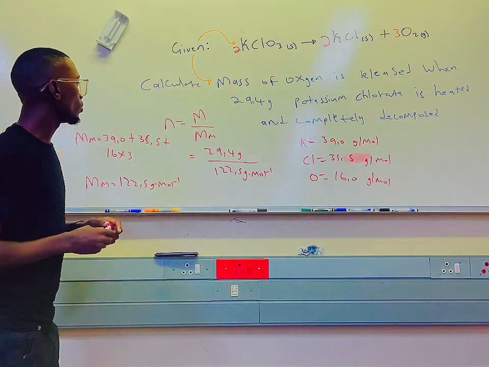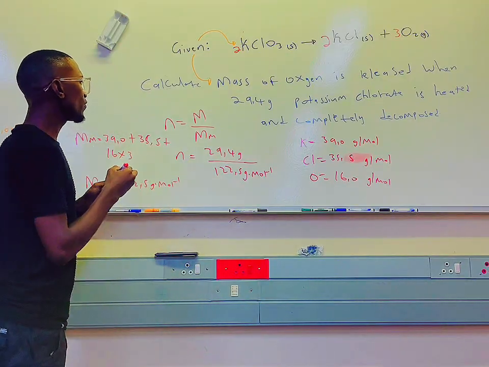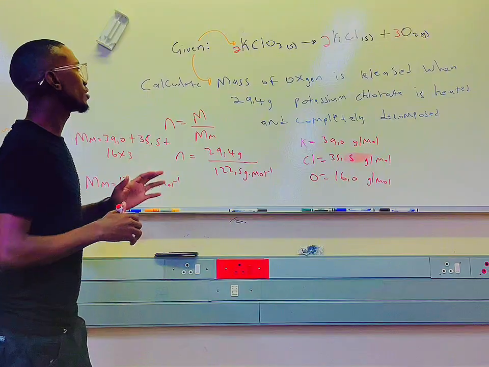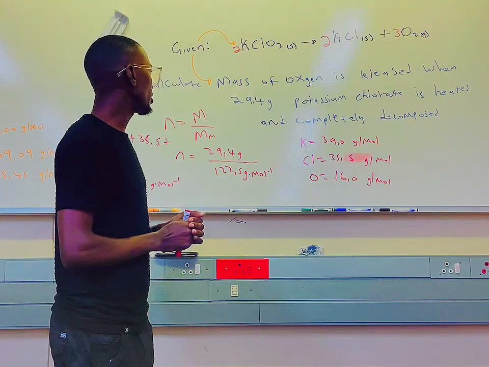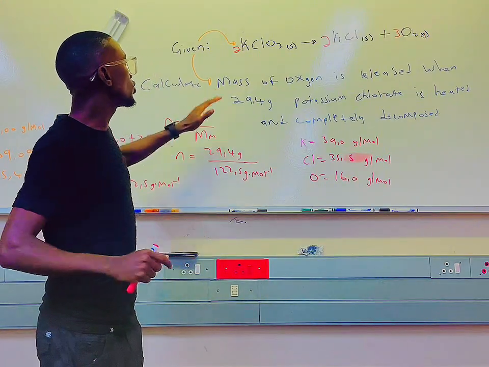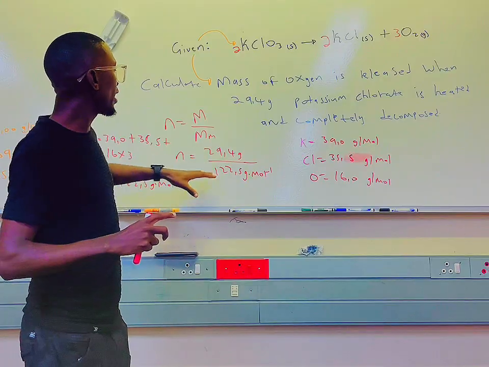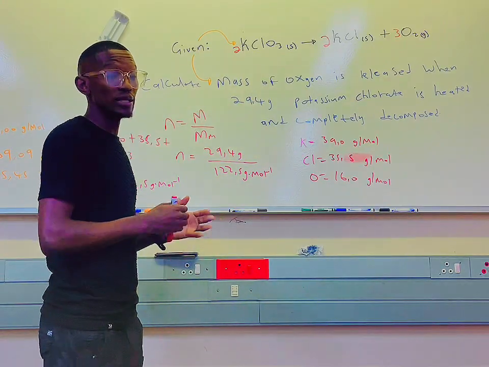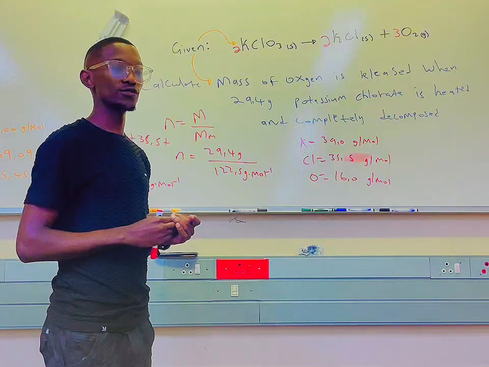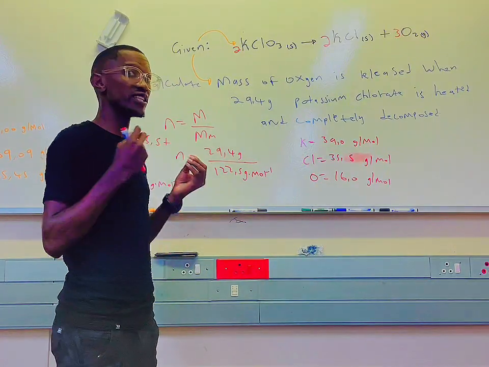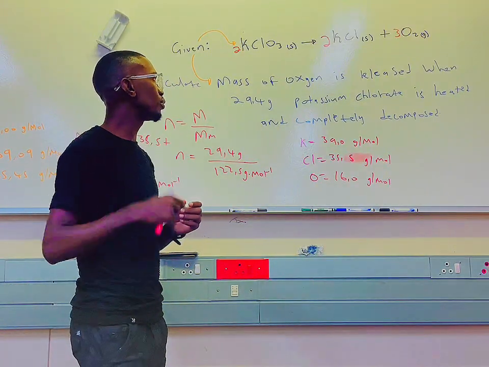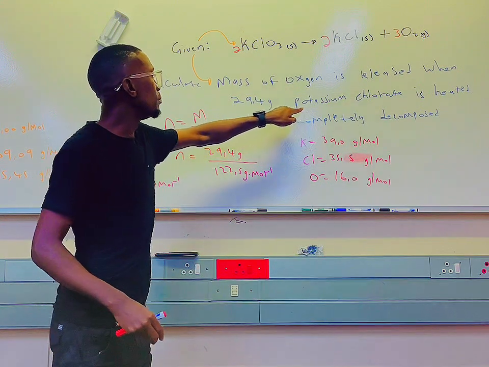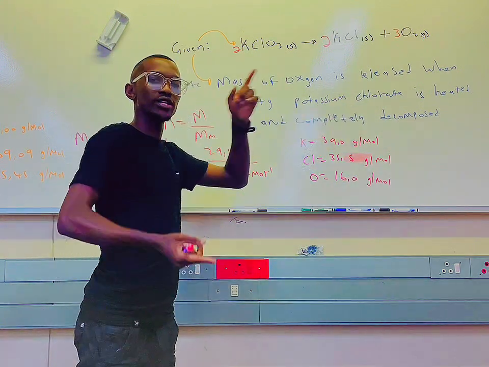So now we need to find the number of moles. Let me tell you something. The thing is that people are not aware that you can never find the mass of oxygen if you don't have the number of moles. For you to get that mass of oxygen, you must have the number of moles. That's why it's important that we make use of the mass of potassium chlorate, so that we can find the number of moles.